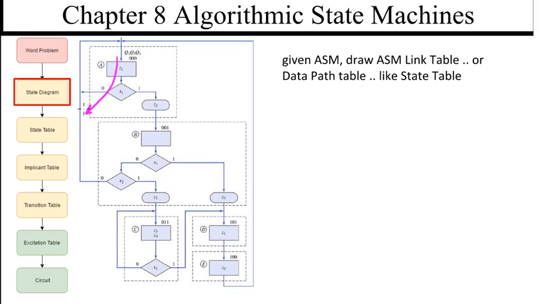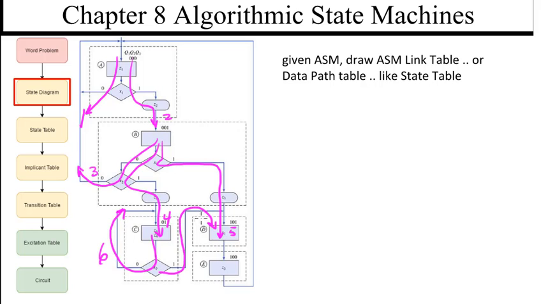So let's call this path 1. Let's call this path 2. Let's call this path 3. Let's call this path 6. Let's call this path 7. This path 8. And this path back 9. So we have paths 1, 2, 3.